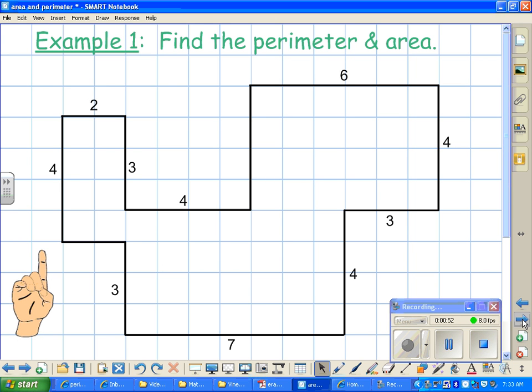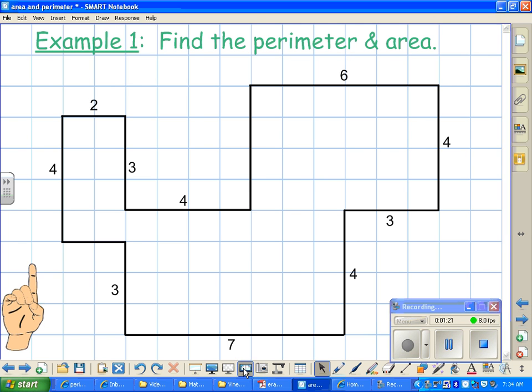Okay, so here we go. Example one, find the perimeter and area. You're given this composite figure here. Hopefully your eyes will be able to see that it's made out of different rectangles. Here's a rectangle here. Here is another rectangle here, as you can see. And then lastly, there's another rectangle over here. So it's made up of three different rectangles.